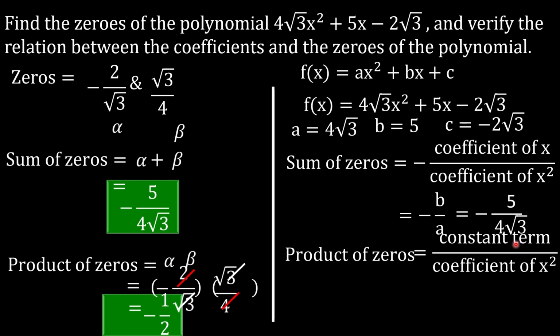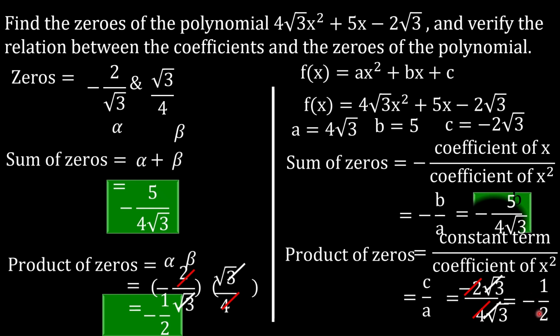Next, we have to find the product of zeros. The formula is c by a. Substituting the c and a values, we get minus 2 by root 3 divided by 4 by root 3. These root 3's are cancelled. And minus 2 by 4 simplification, we get minus 1 by 2. So, the sum of zeros and product of zeros from the quadratic equation are equal to the sum of zeros and product of zeros from the zeros of the quadratic equation. So, the given quadratic equation is verified.